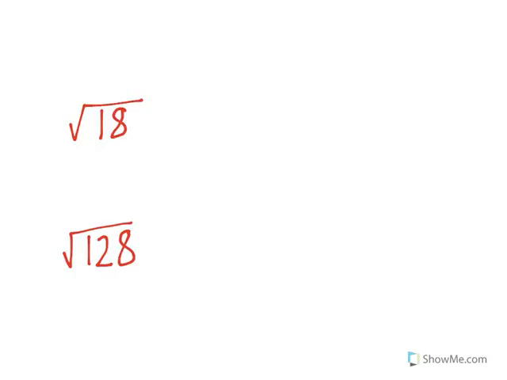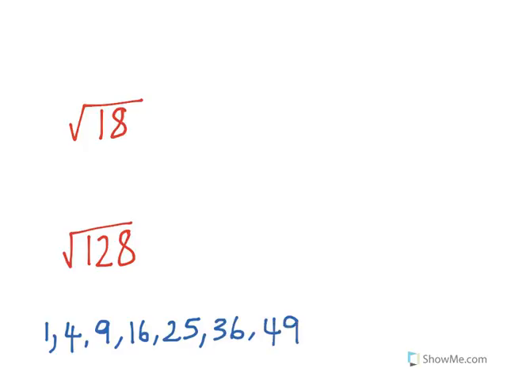In this video we're going to have a little look at how to simplify surds. Now in order to simplify surds we need to know our square numbers. So square numbers are 1 times 1 is 1, 2 times 2 is 4, 3 times 3 is 9, 4 times 4 is 16, 5 times 5 is 25, 6 times 6 is 36, 7 times 7 is 49, 8 times 8 is 64, 9 times 9 is 81, and 10 times 10 is 100.